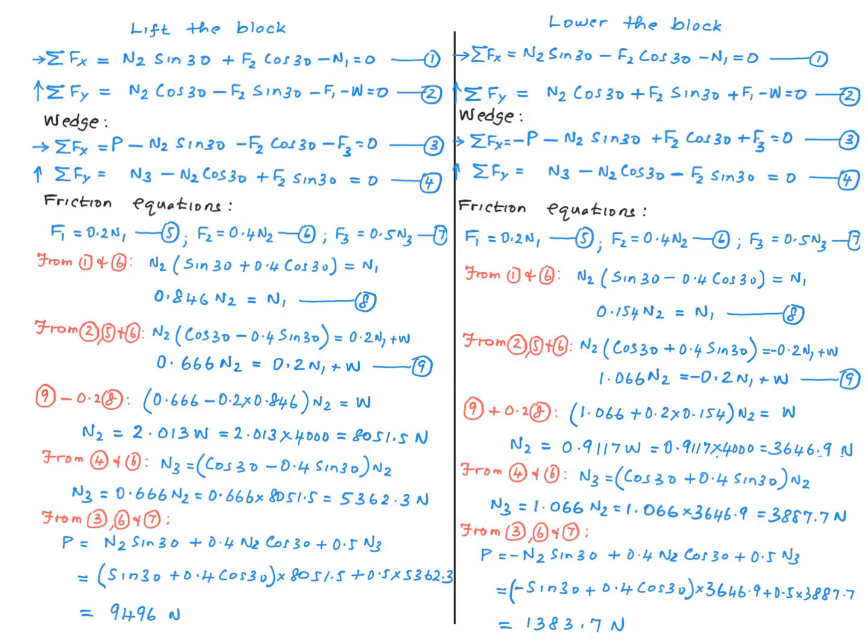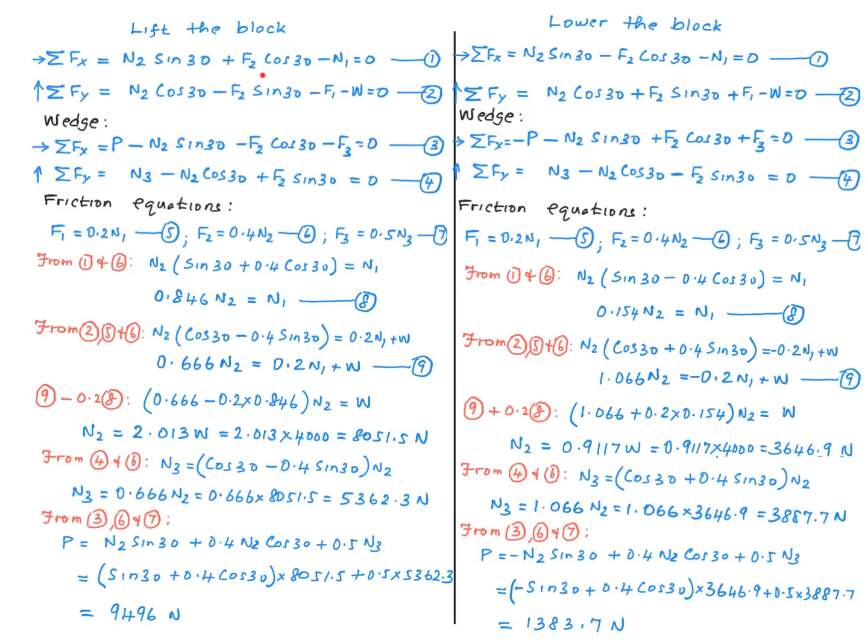So here's my strategy. Well, P appears only in one of these equations, which is equation number 3. So if I can find N2 and F2 and F3, then I can find P, right? But F2 is related to N2 by this frictional equation, and F3 is related to N3 by this frictional equation. So in other words, if I can find N2 and N3, then I can find P.